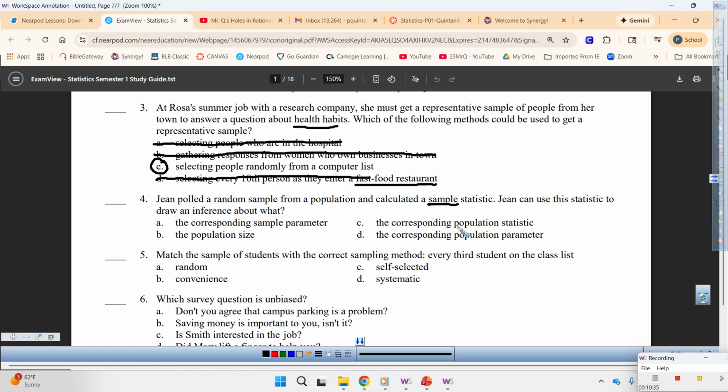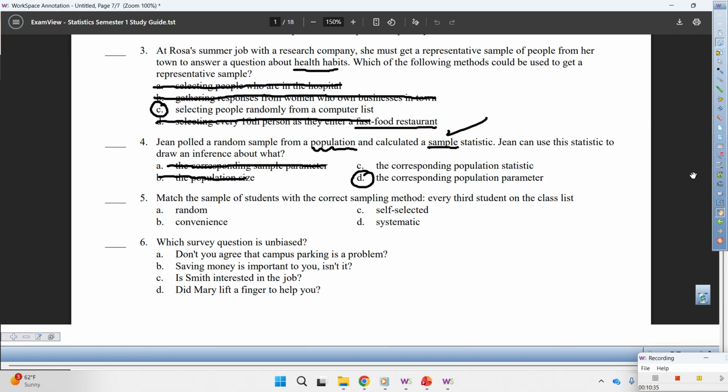All right, let's see. Sadie, pass them on. Lucas, which one did your neighbor say? D. Hands if you agree with D, corresponding population parameter. Yeah, that is correct. Not population size, not corresponding sample, because we don't care about what that is. We're trying to focus on the entire population. So, let's go to 5.